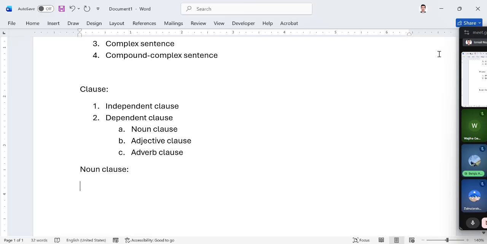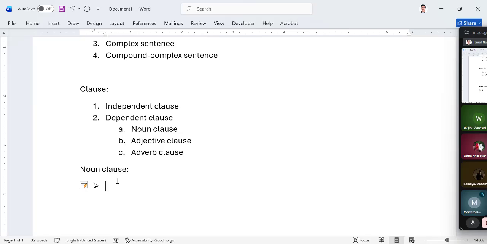Okay, teacher. A noun clause is a group of words that contain a subject and a verb, and they act as a noun in a sentence. If we remove them and put a noun instead, it should still give a meaning. So a noun clause is a clause that acts as a noun in a sentence.